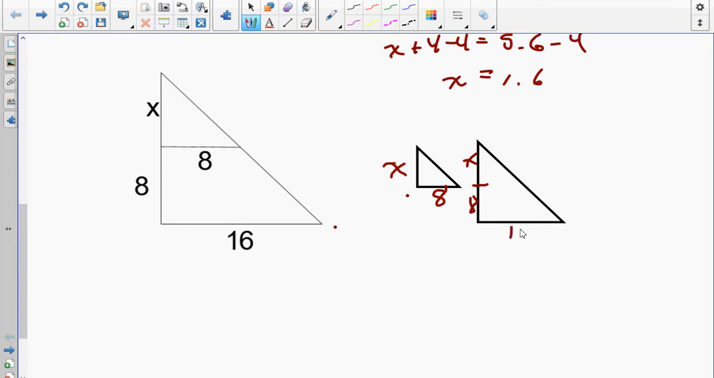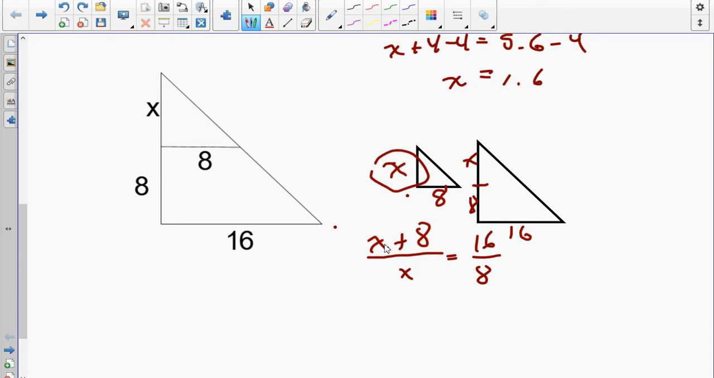And this is 16. So now what I've got is a problem. I've got x over 8 matching up with x, and I've got 16 over 8. Now, because this is a binomial, I'm going to try to keep it in the numerator. So I'm going to start with x plus 8. I'm going to put that over its matching component, which is right here. That's an x. And of course, that equals 16 over 8.